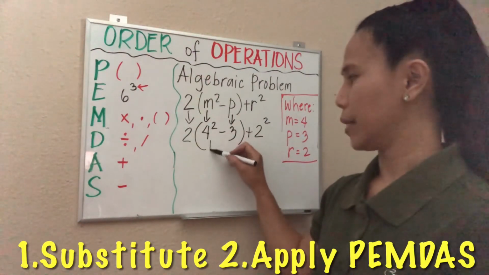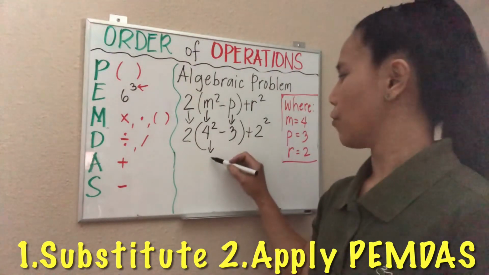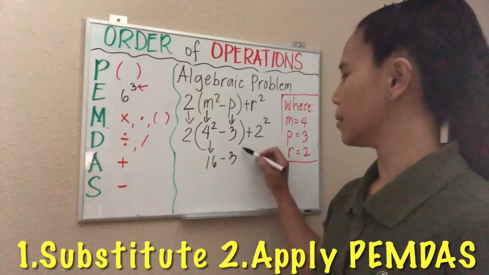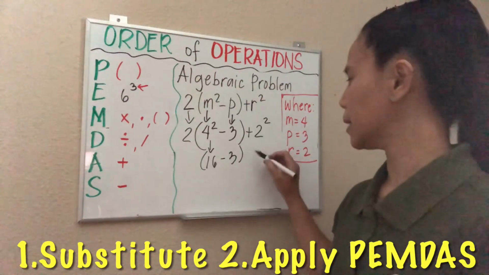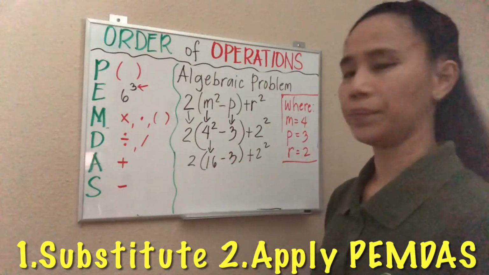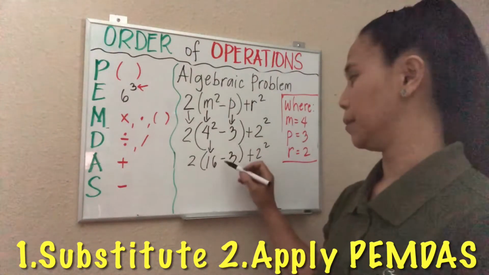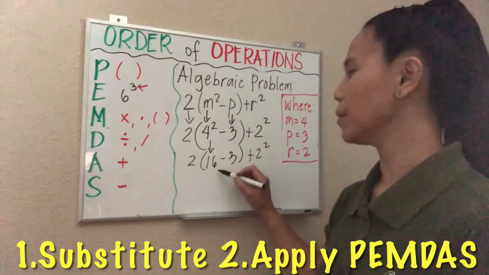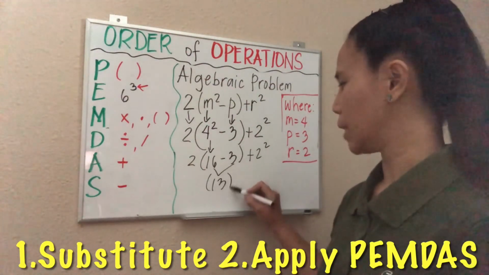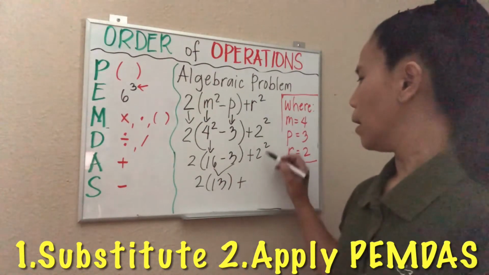So 4 squared. Remember that 4 squared means 4 times 4. So 4 times 4 is 16, and then copy minus 3, and then we still have the parentheses, plus 2 squared, and then 2. Now we are ready to finalize our answer inside the parentheses. So 16 minus 3 is equal to 13. Okay, and then we still have the parentheses, copy 2, copy here, 2 squared.